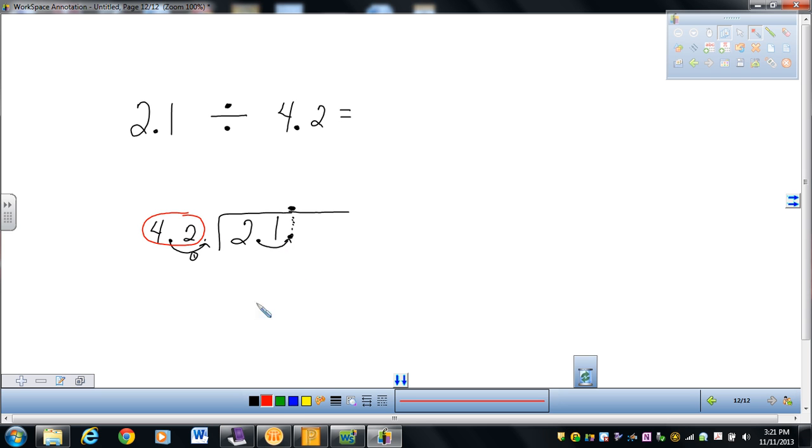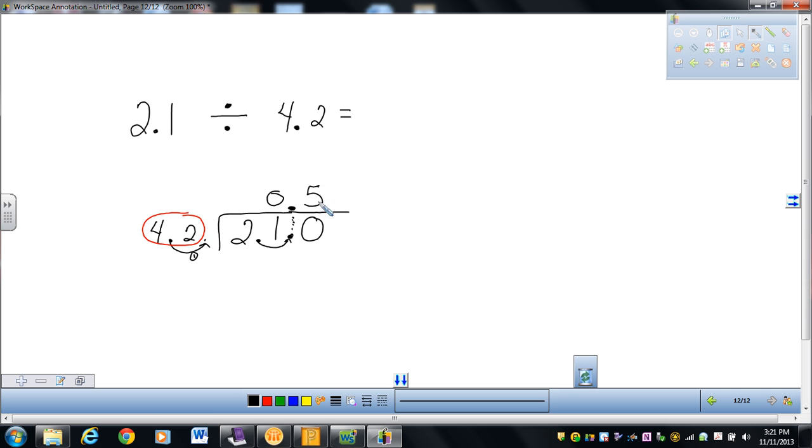And I've got 21. How many times does 42 go into 21? 0. Doesn't go in at all. Oh no, I have nothing left. What do? I'm going to go ahead and add a 0 here on the other side of my decimal. Now I can say, how many times does 42 go into 210? Well, I think it's going to go in about 5 times.